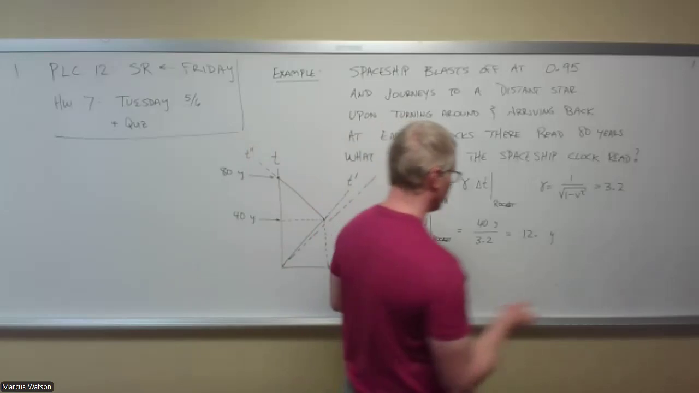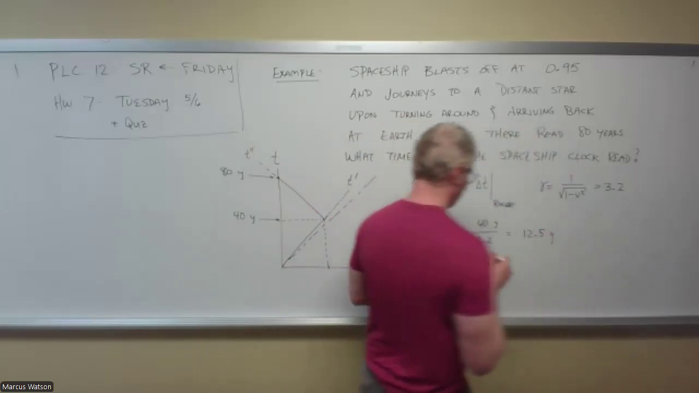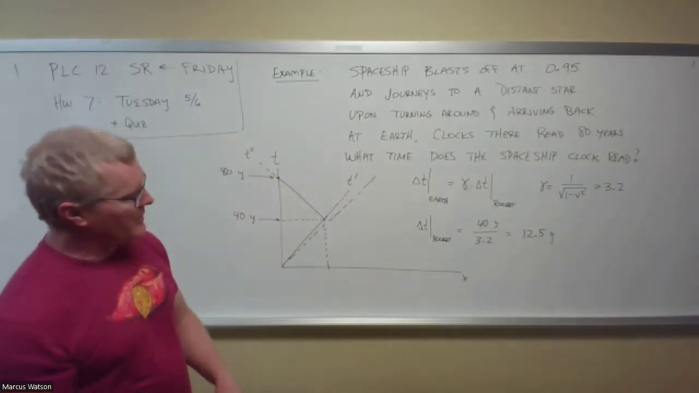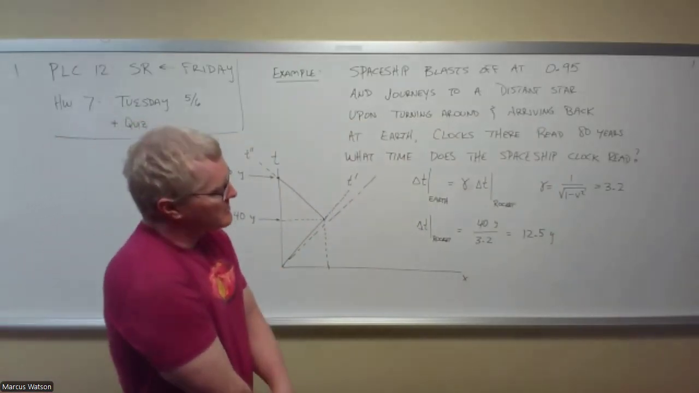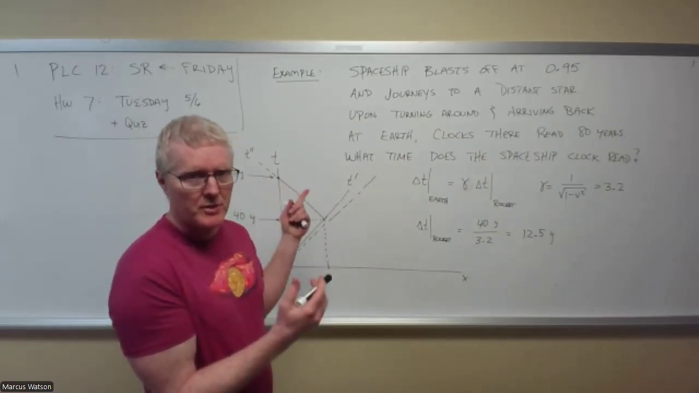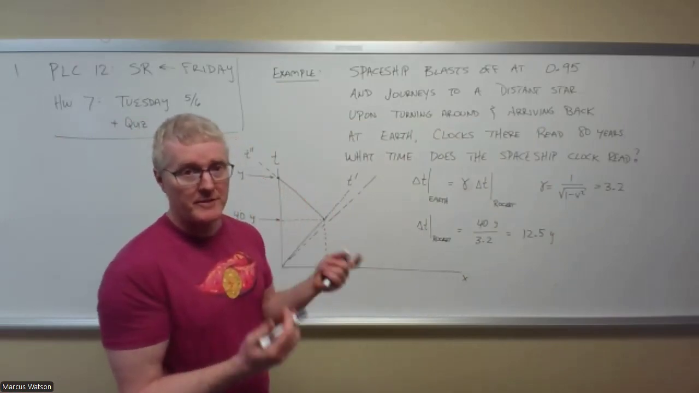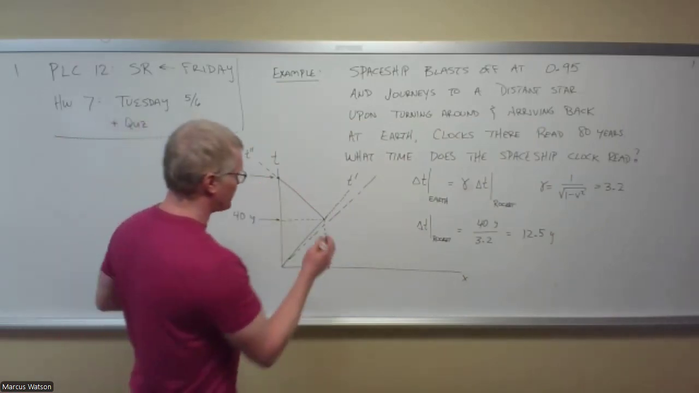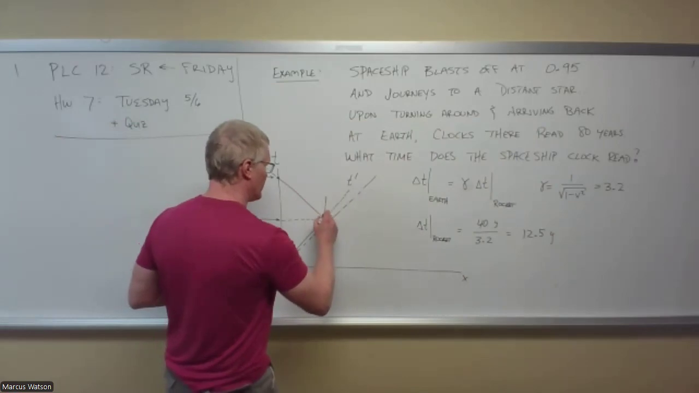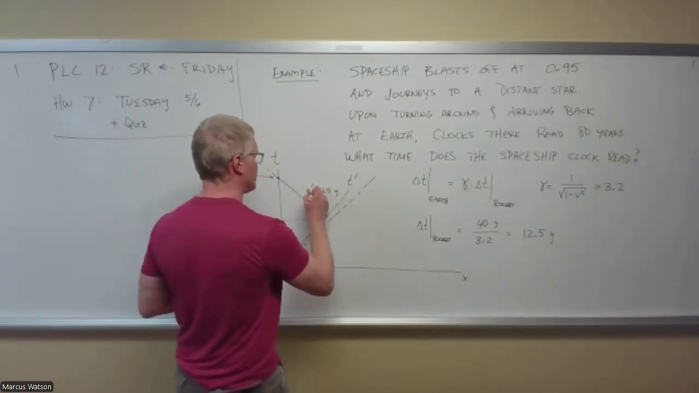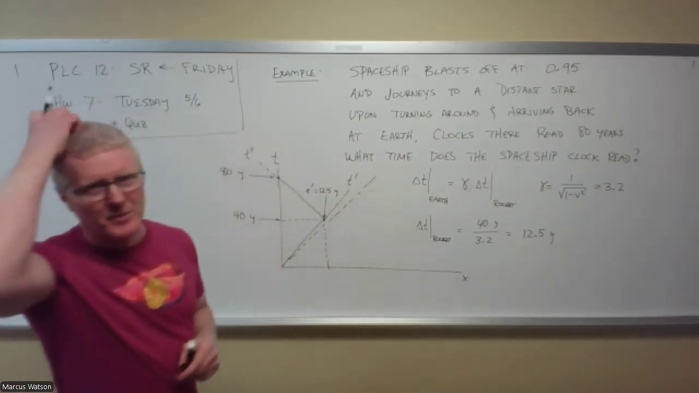Call it 12.5. All right, so 12.5 years. That means a grand total of 25 years has elapsed on the rocket, and the person on the rocket is 25 years older, but people on Earth are 80 years older. Right, so right here, I would say that's a t prime of 12.5 years. That's the time on the rocket ship.